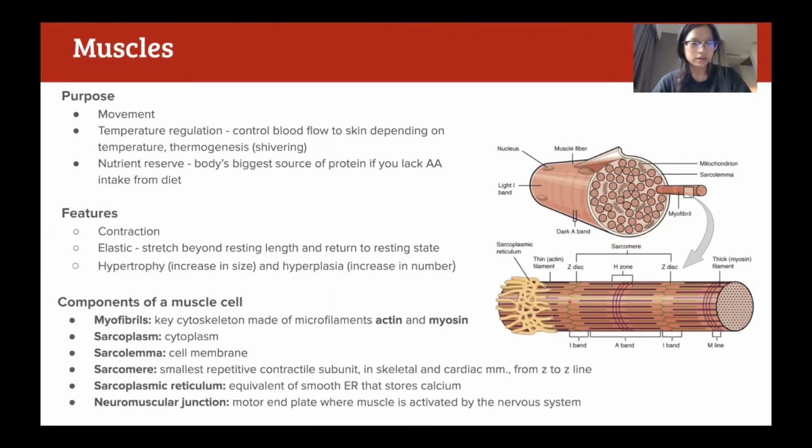And there's the sarcoplasmic reticulum. It is the muscle's equivalent of a smooth ER, and it stores calcium that is used to activate muscles, which you'll see later. And lastly, there's the neuromuscular junction. It's not shown in this diagram, but it's basically where a neuron meets a muscle and where it activates the muscle.